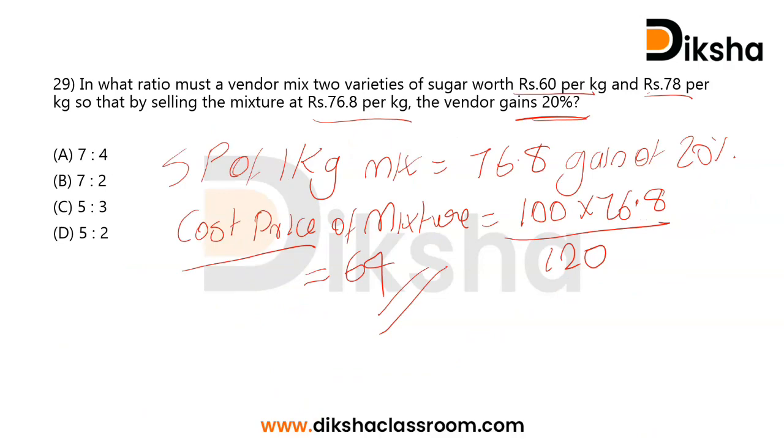Once again, while finding the selling price of 1 kilogram mix, it's given as 76.8 with a gain of 20%. We'll find the cost price of mixture as 100 into 76.8 by 120. While finding the cost price, that will be the way you use the profit percentage concept. Then we get the value without 20% profit, which is 64.